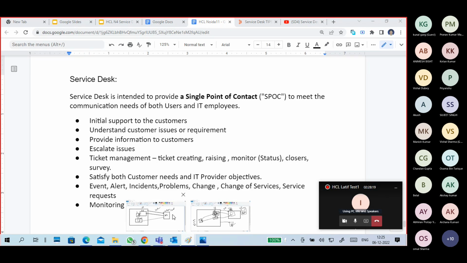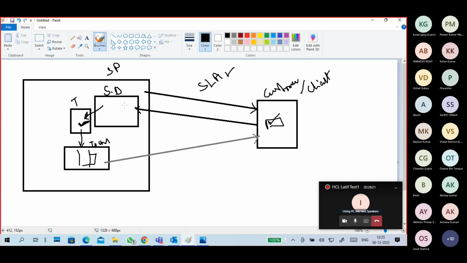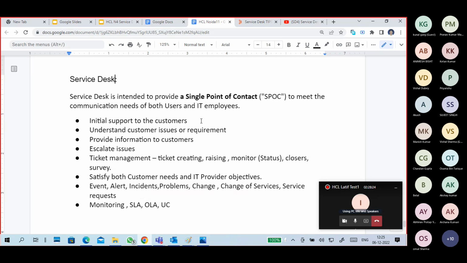What will the service desk do? When a customer requires something, they will try to understand the customer requirements or customer issues, and give support to the customer. For example, in my home the internet is not working. I call the service desk. They will ask, did you check whether these LEDs are blinking or not? Is the backside connection there or not? Is the power there or not?